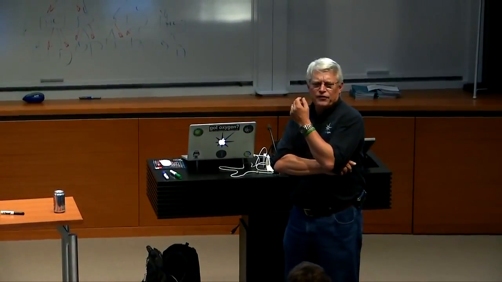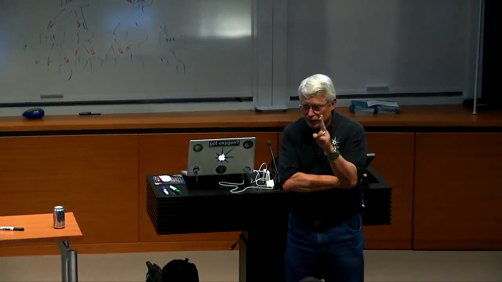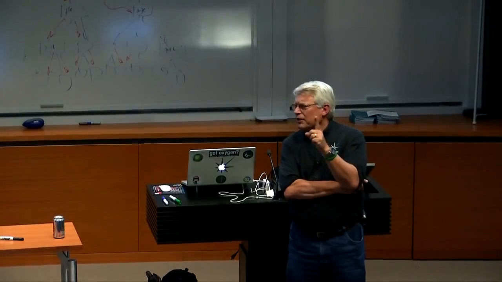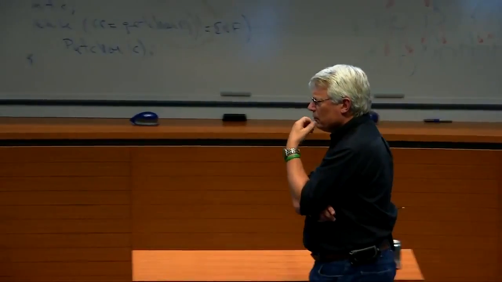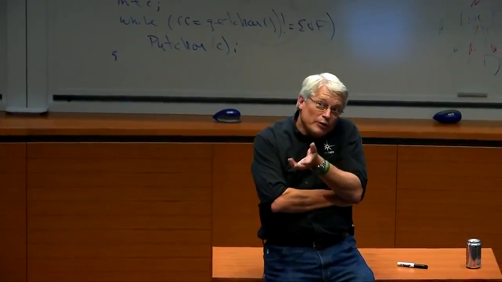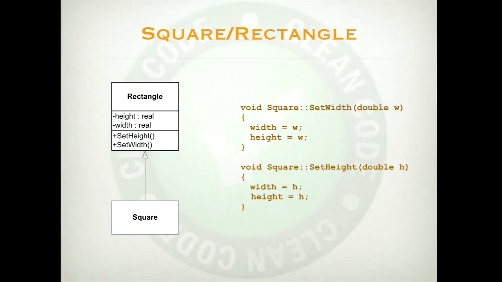Wait a minute. How many fields does a rectangle have? 2. Height and width. How many fields does a square need? 1. How many will it inherit? Something's wrong. Square cannot inherit from rectangle and only have 1 field. Now, that means we're going to waste memory. Memory's cheap. Let's just waste the memory and do this. Let's override set width in square so that it sets both the height and the width. And we'll override set height so that it sets both the height and the width. That solves the problem.